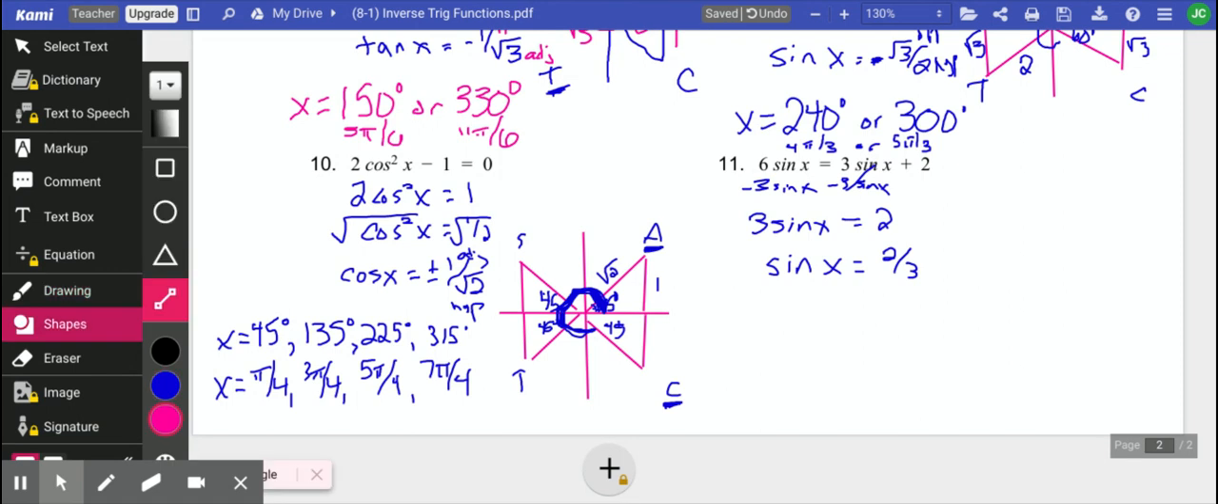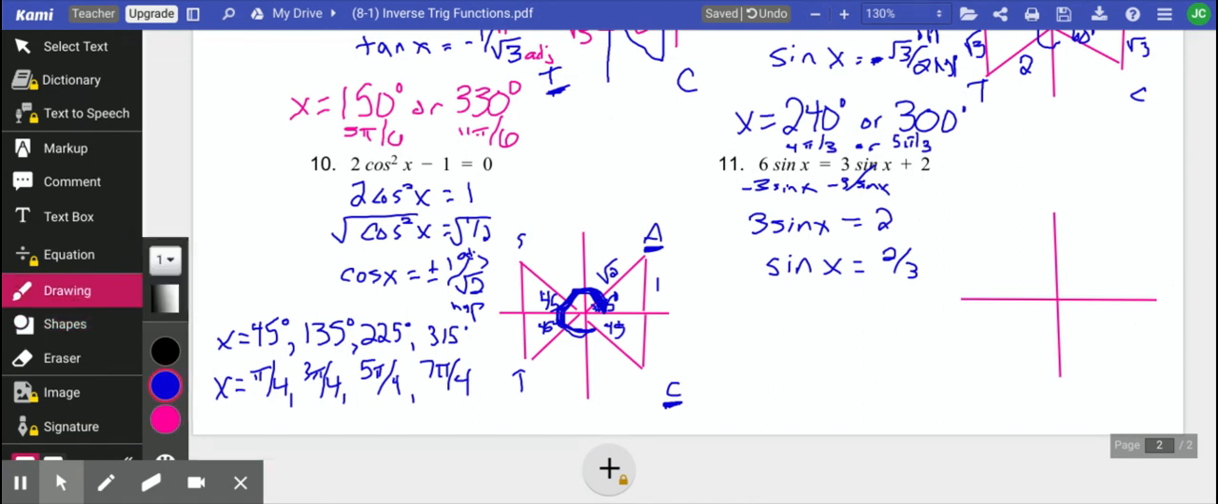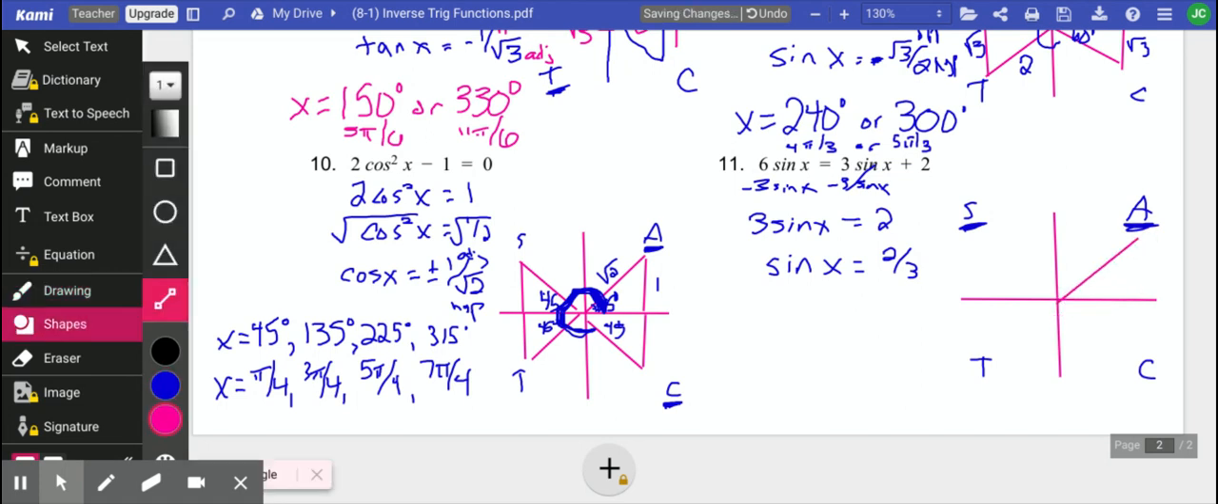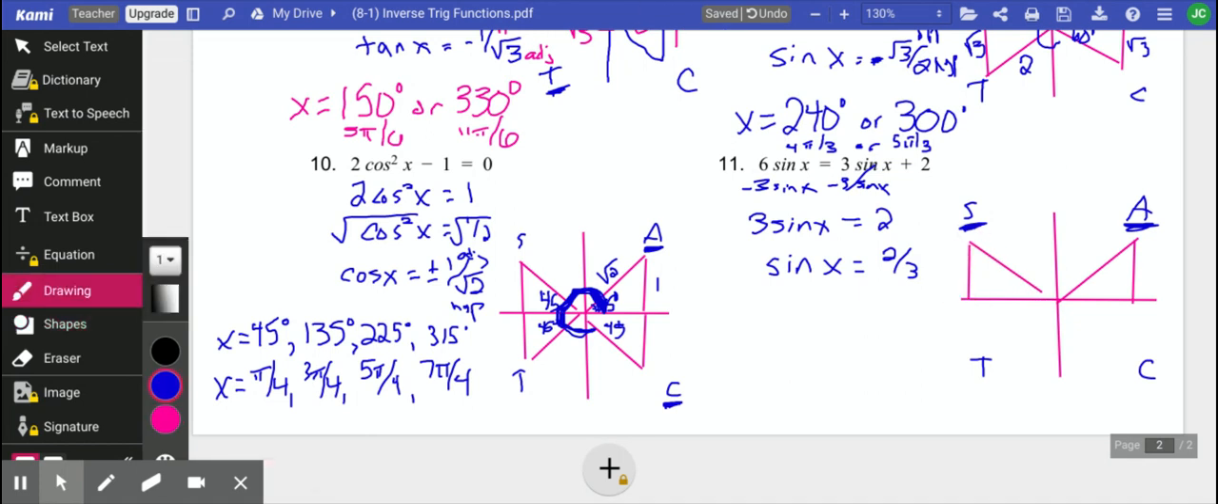Okay, let's draw this. So again, we're thinking all students take classes. This tells us that they're all positive in the first quadrant and sine is positive in the second. I have positive 2/3, so that means I am in either the first quadrant or the second quadrant. Okay, so this is telling me that sine is opposite over hypotenuse. So the opposite side is 2 and the hypotenuse is 3.